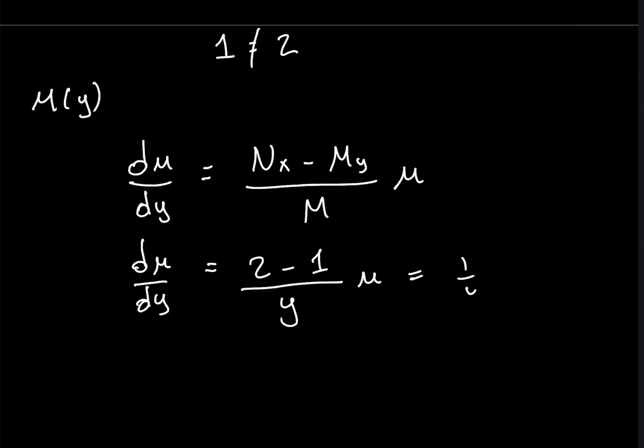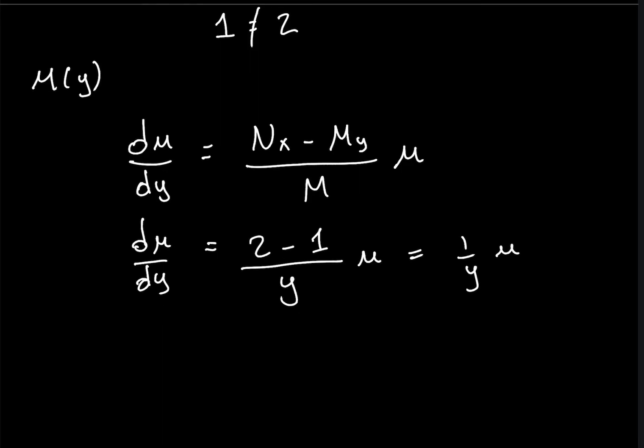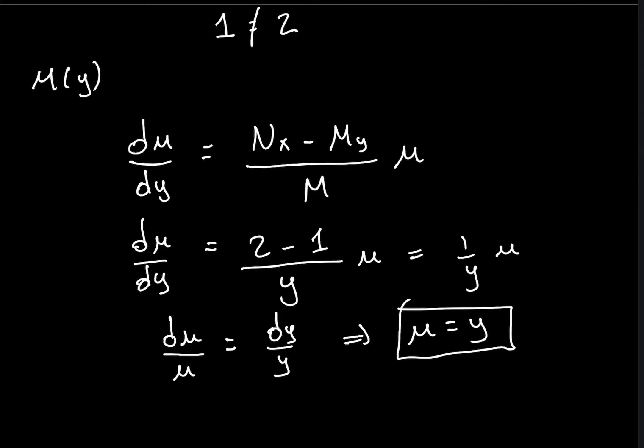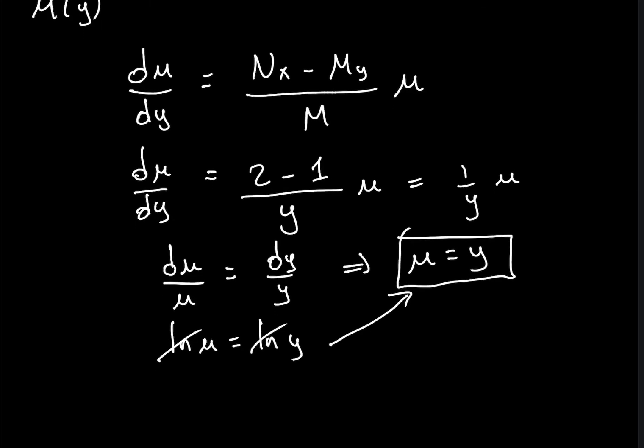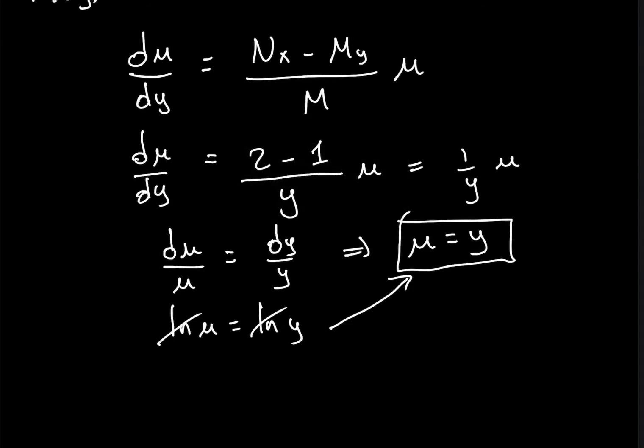So what we're going to get here is 1 over y times mu. So therefore we can solve here. We have d mu over mu, and this is dy over y. So we'll have again that mu is equal to y. Okay, I skipped a step here, so just to make sure: if we integrate on both sides, we get ln of mu equal ln of y, plus a constant, but we don't care about the constants for now, so then we can get rid of the natural logs and we'll get this. Okay, so now we have found our function mu.